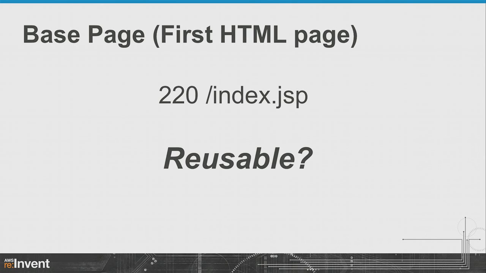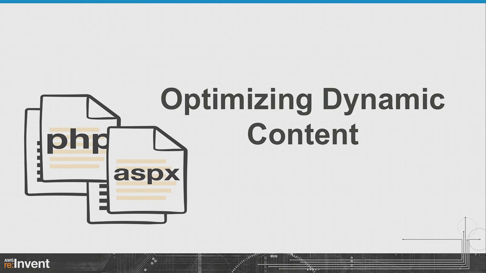And the last piece that we talked about, index.jsp. This is the first thing that comes, the first HTML page or JSP page that comes. It's dynamic content. It's not cacheable. What do we do with that? So we talked about all the caching stuff. Now let's get into optimizing dynamic contents.